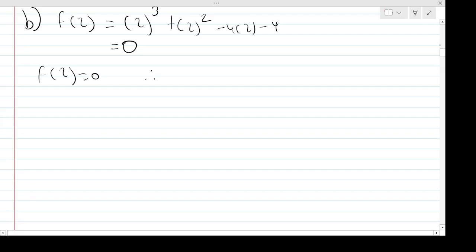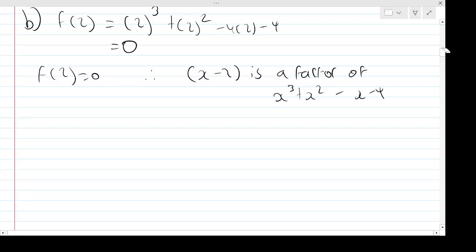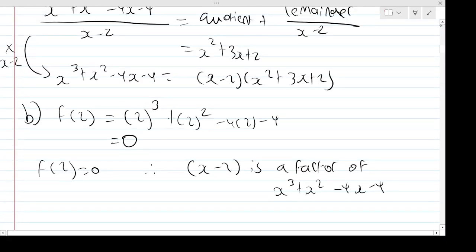Therefore, by the factor theorem, if 2 is a solution, then x minus 2 is a factor. And it would be a factor of the cubic, right? Of our cubic x cubed plus x squared minus 4x minus 4, okay? And there we are. So it provides a much more efficient, quicker way of being able to show something is a factor, rather than just doing the polynomial division.